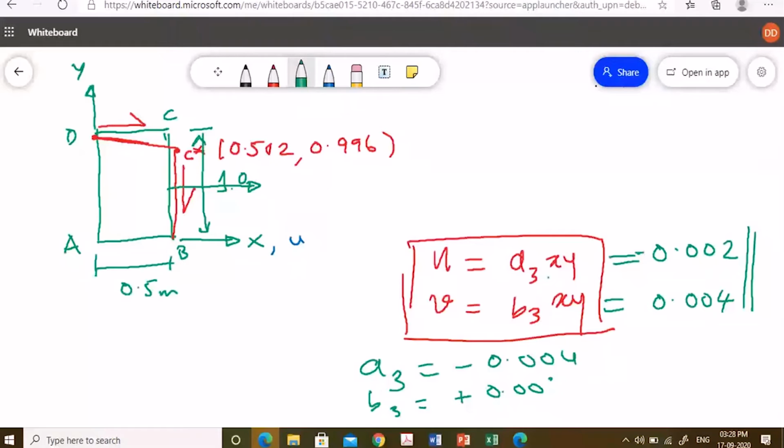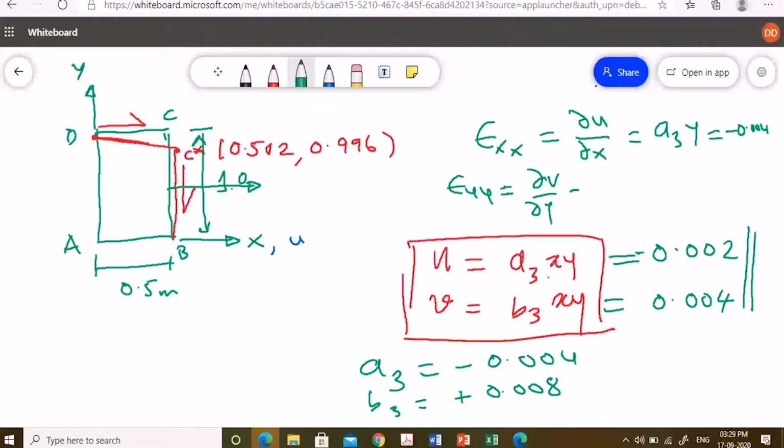Okay. So once I got this, then what is epsilon xx? Del u del x. And this is nothing but A3y. So A3 is now known and y is 1 at point C. So this is nothing but minus 0.004. Epsilon yy is del v del y, which is V3x. So this one will become 0.004. Okay, this is the strain.